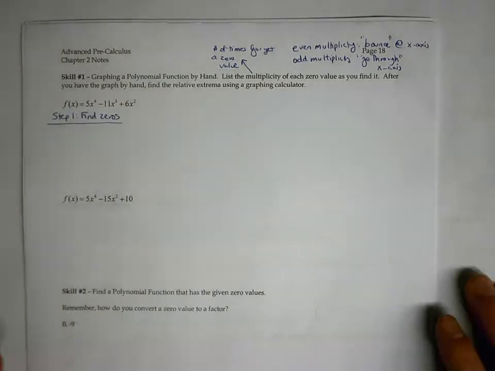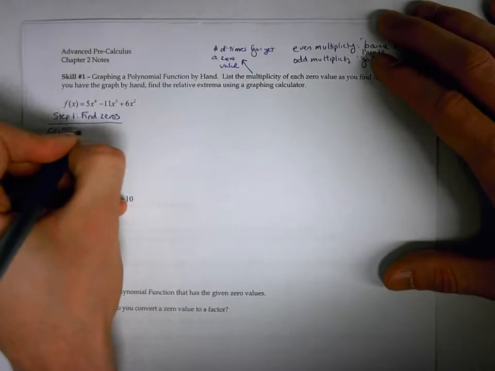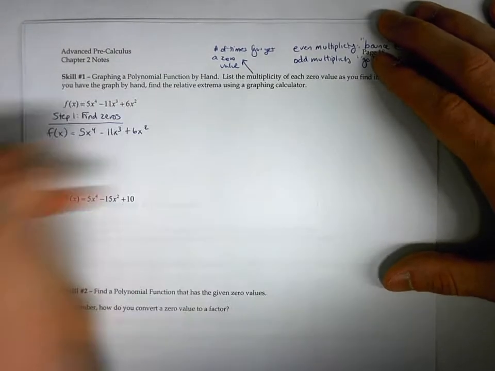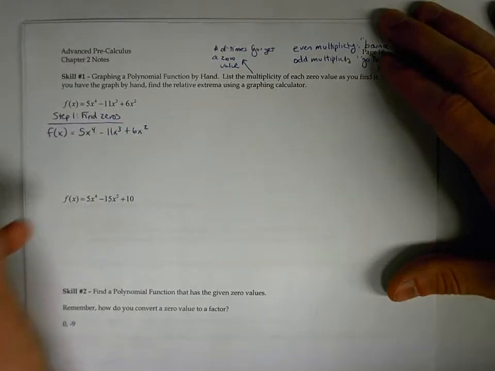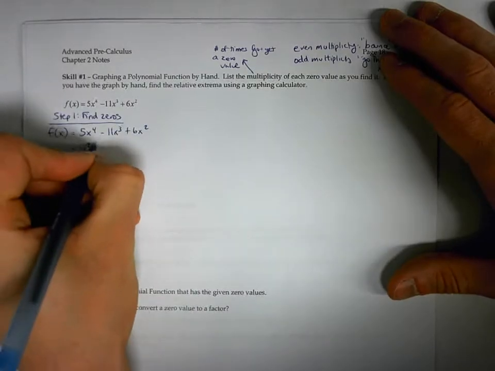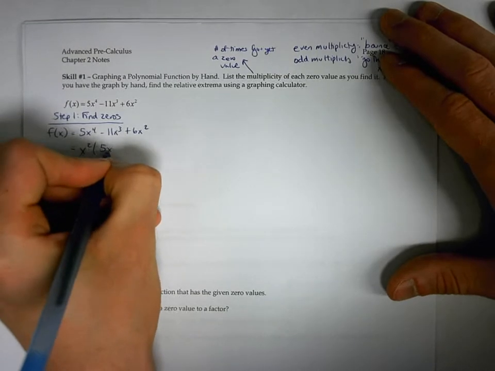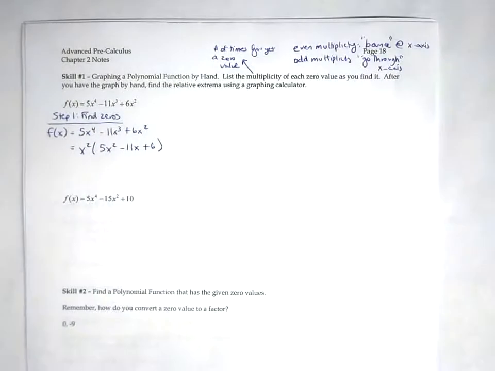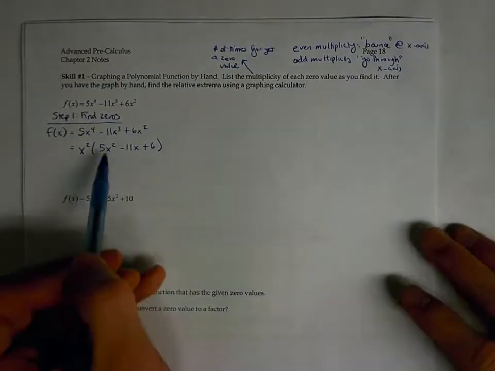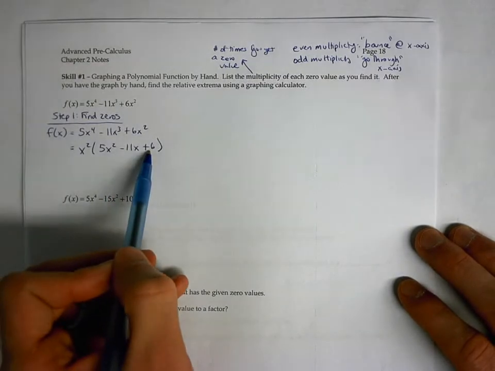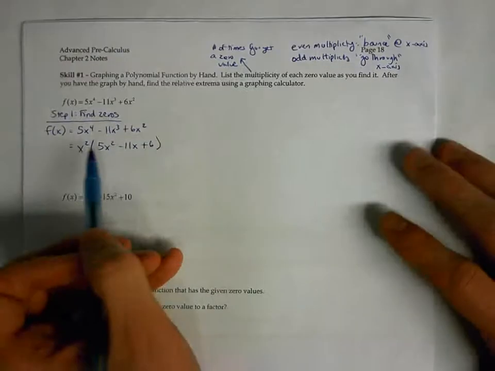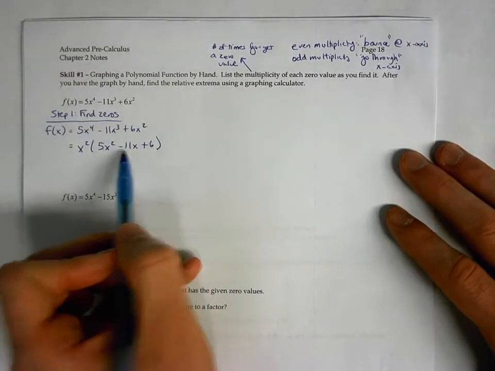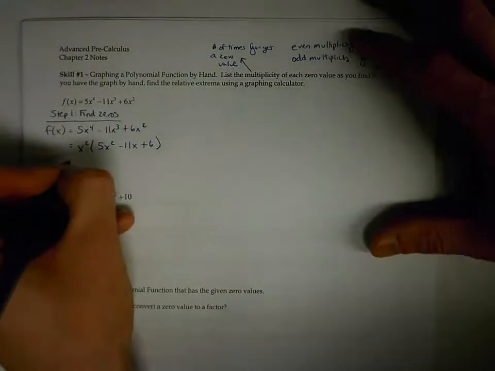So we've got f of x is equal to 5x to the fourth minus 11x cubed plus 6x squared. And let's find our zeros. We can start by factoring out an x squared. So 5x squared minus 11x plus 6. Once I do that, I can factor 5x squared minus 11x plus 6. And in order to do that, I say 5 times 6 is 30. What are the factors of 30 that add up to negative 11? And it's negative 5 and negative 6.